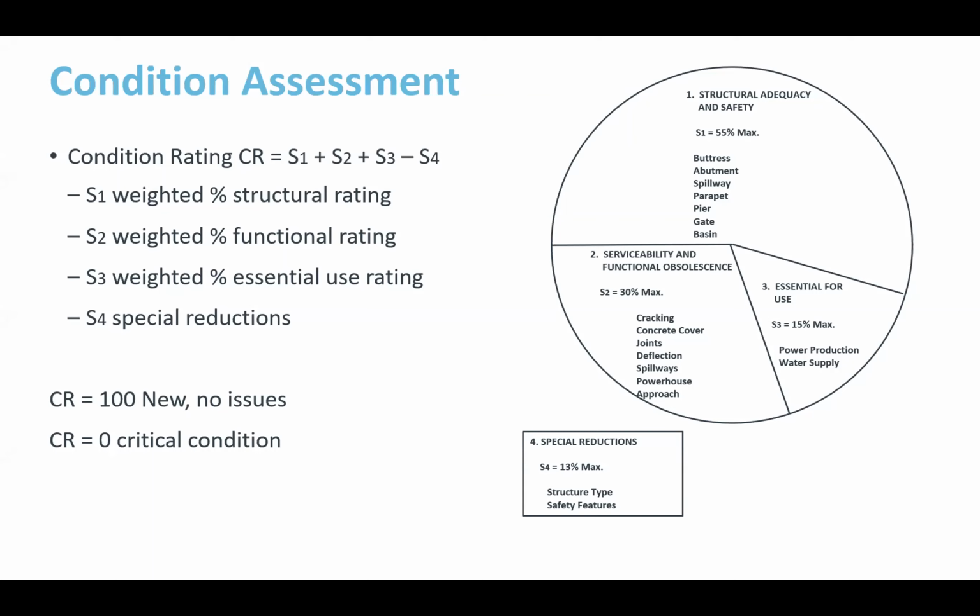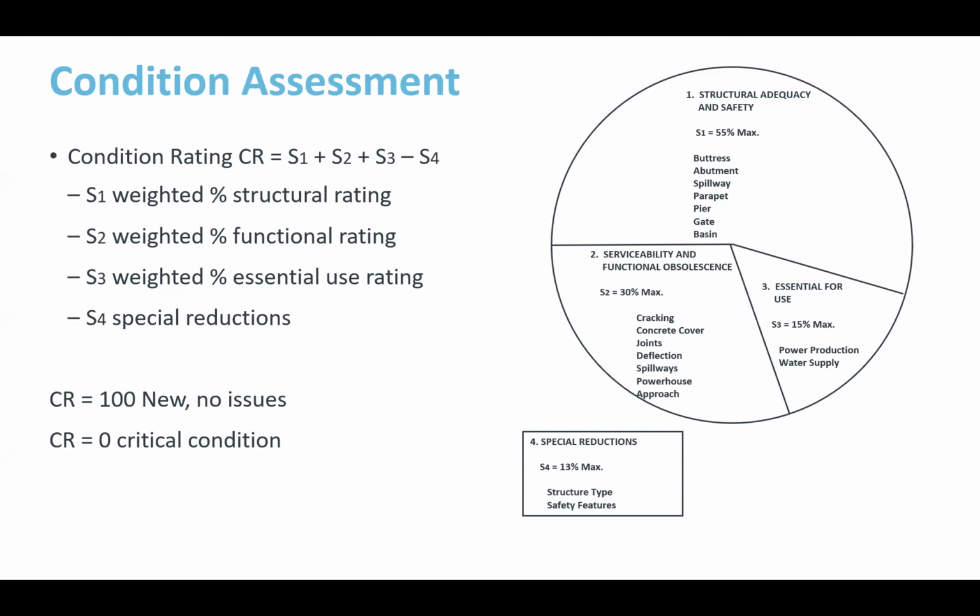This is where you weigh in the condition that you saw for the buttress, for the abutment, for the spillway, for the parapets, piers, gate, basin, whatever the structural elements are that are identified in the dam, and it's a weighted average with the maximum score being 55. So if everything was in excellent condition, you would get a 55. If there are particular parts of the structure that are subtracting off of that, you'll get less than 55.